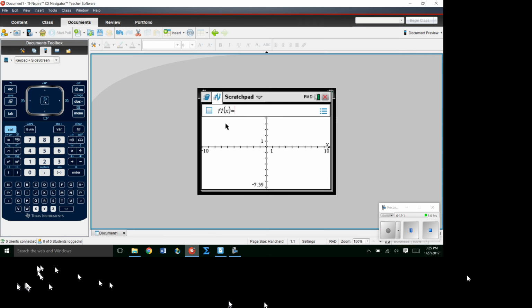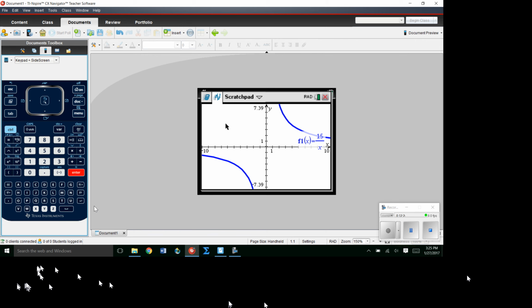So here I am at my calculator, and I'm going to graph the function 15 divided by x. And I'm going to hit enter. And you should get something funky looking like this. If you don't see it at all, it doesn't mean it's wrong. It's possible that the graph was just off the screen, so your zoom is off. This really doesn't matter. Whatever shows up here, just kind of ignore it for now.